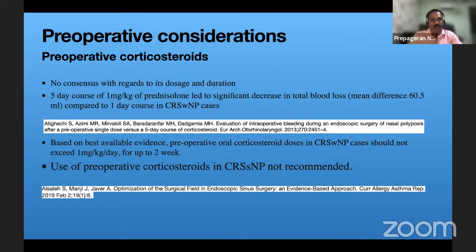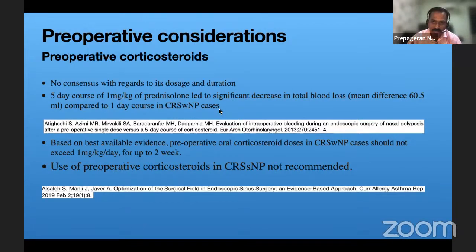So if you look at the preoperative considerations now, there is no consensus at the moment as far as dosage and duration is concerned. What we know so far is that a 5-day course of 1 milligram per kilogram body weight of prednisolone has a much better, significant decrease in total blood loss compared to just 1 day. So this is in keeping with the finding that we discussed just now.